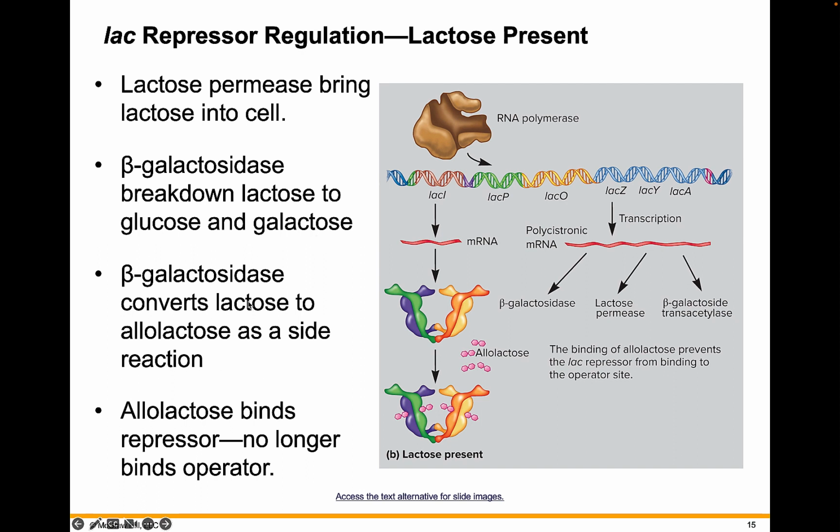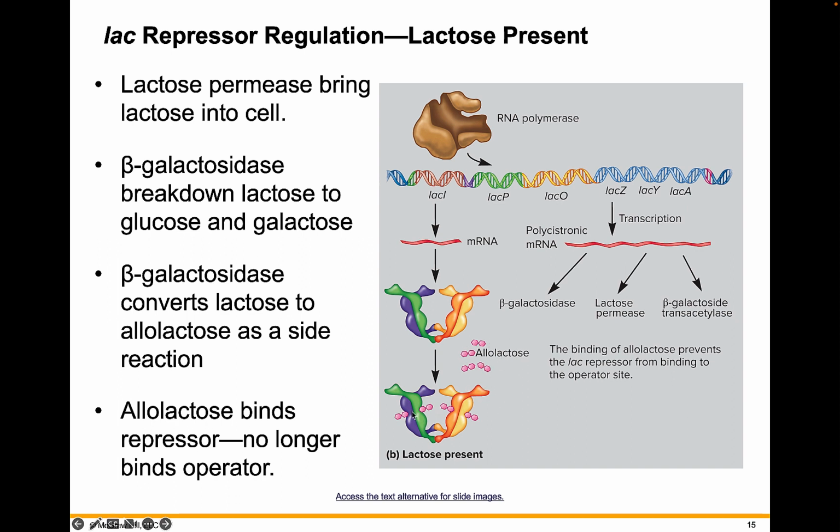Also it will convert some of the lactose to allolactose as a side reaction, with a beta-1,6 linkage. So these few molecules of allolactose will now bind to the repressor molecule. The allolactose, you can say, is basically a co-repressor.